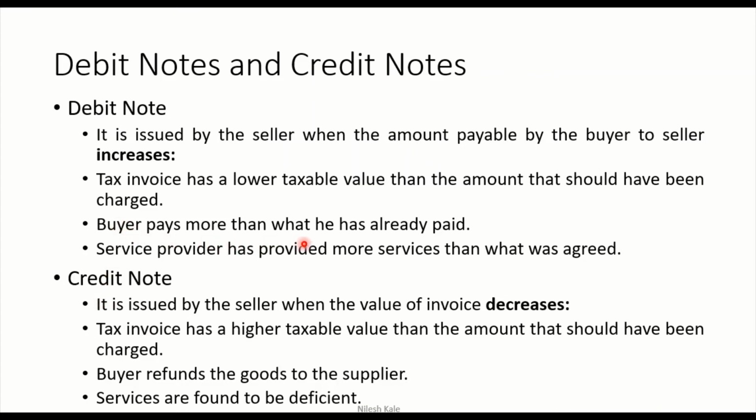Buyer pays more than what he has already paid. This is the debit note. Okay, the buyer has to pay more to the seller, then only a debit note is issued. When the buyer has already paid more, but it has to be refunded back by the supplier, in such cases a credit note is issued, right?